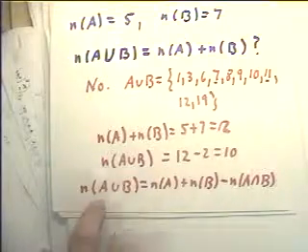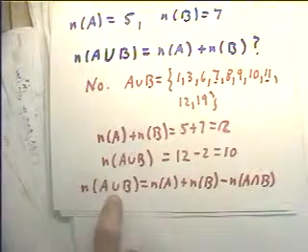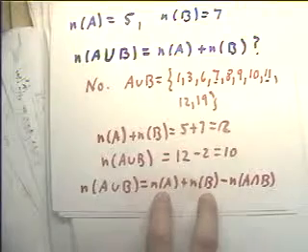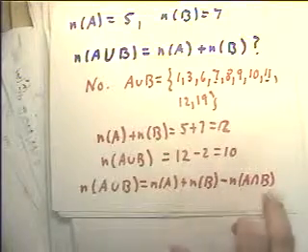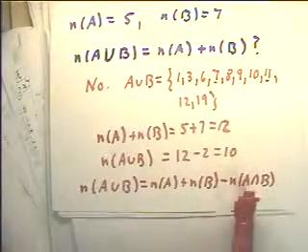Okay, so this shows why the number of elements in A union B is the sum of the numbers in A and B minus whatever's counted twice, which is the intersection.